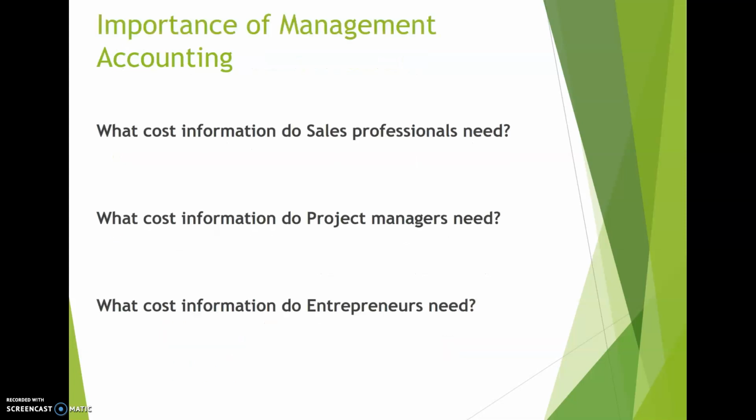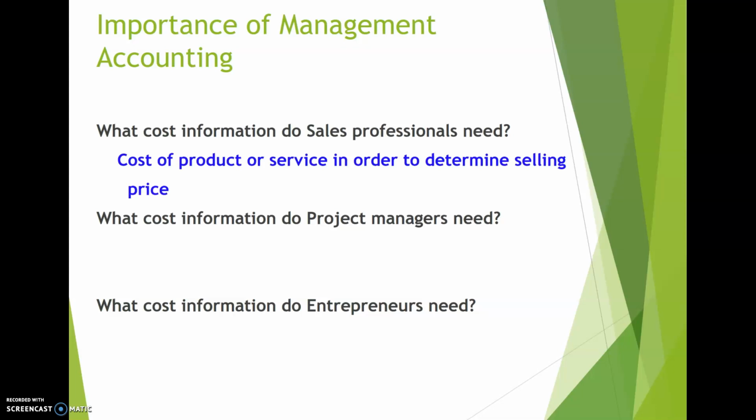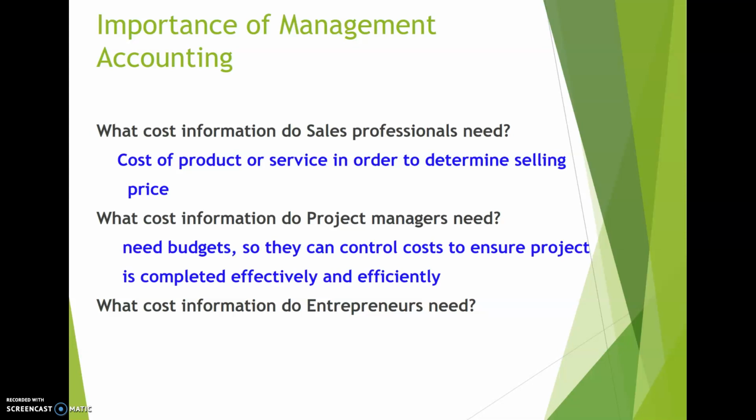So let's think about managerial accounting. What type of cost information do our sales professionals need, right? They need to know how much the product costs in order to determine what they can sell it to customers for. How about project managers? What information do they need, right? They need to see the budgets to make sure that they are staying within the budget. They've got to make sure that they can control costs and adhere to the budget.